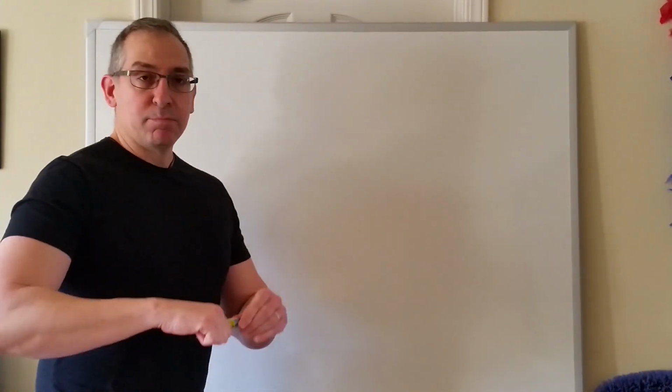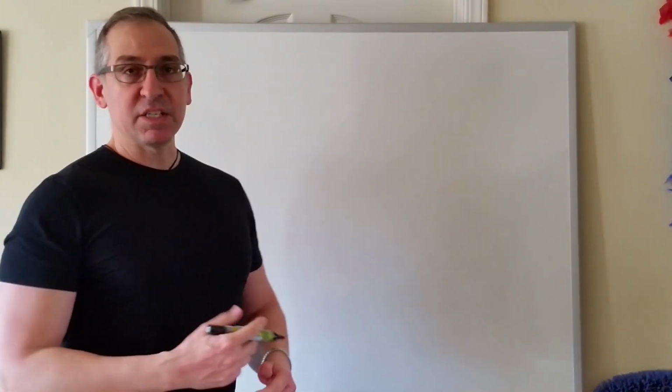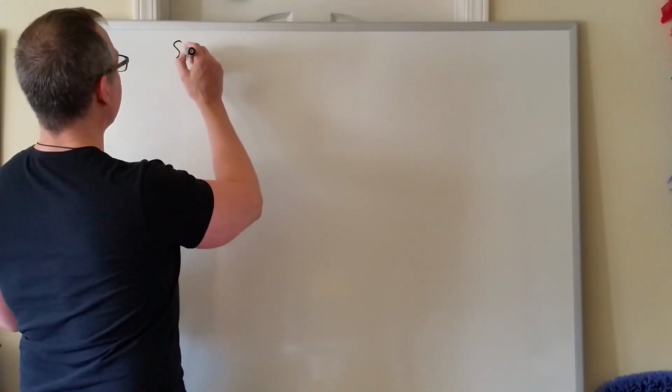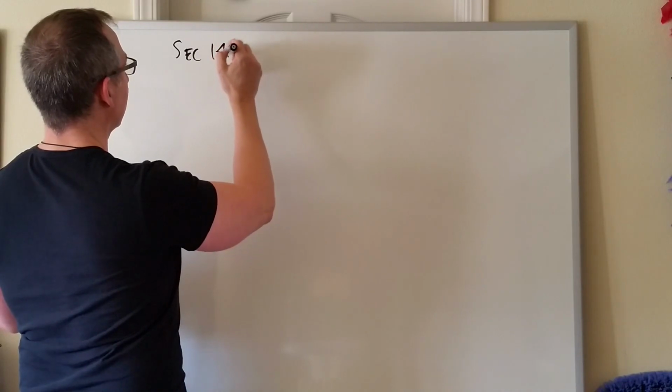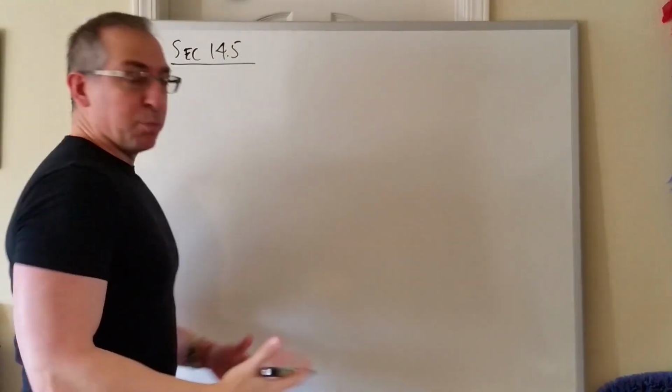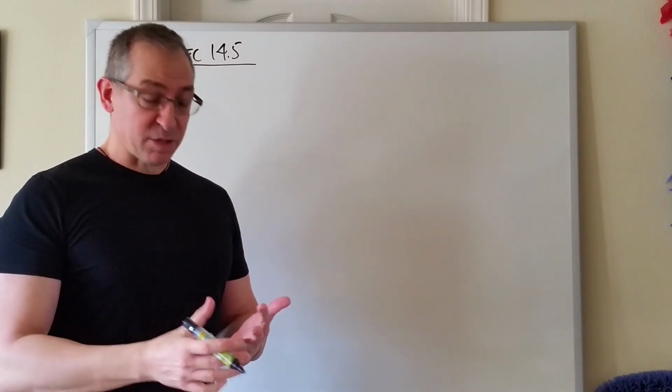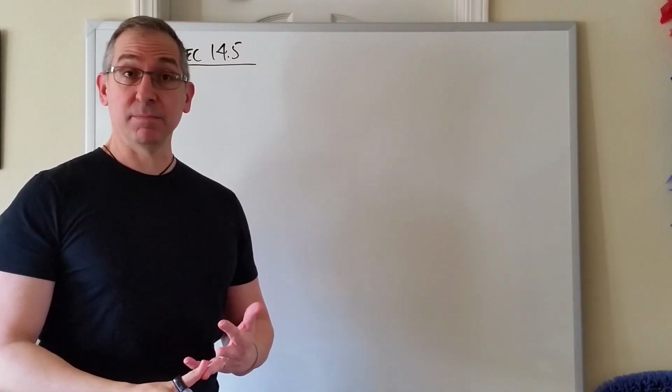Okay, gang, so here's a short presentation of the stuff that we're going to cover in section 14.5. And we'll break it up into two parts. The first part will be the cylindrical coordinate system, and the other part will be the spherical coordinate system.